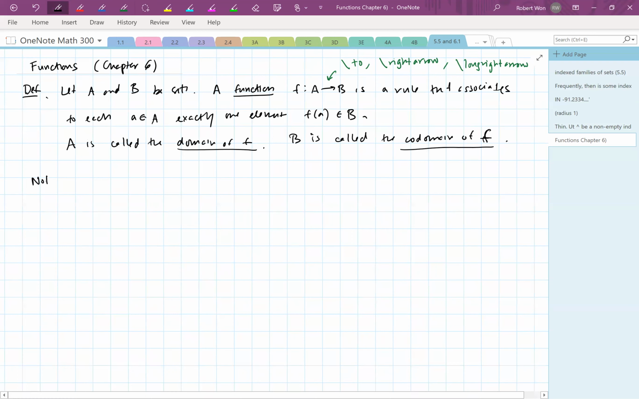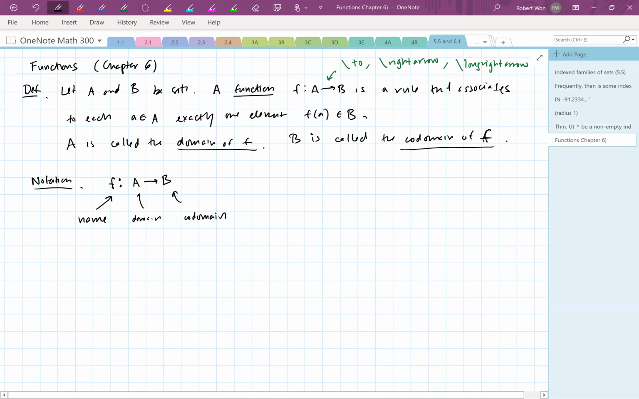Secondly, some notation, right? This notation, what does this mean? This means that the name of your function is f. This colon is just saying my function's name is f, and I'm about to tell you the domain and the codomain of the function. This is the domain. This is the codomain. So this is how you notate a function with the name f with domain A and codomain B.